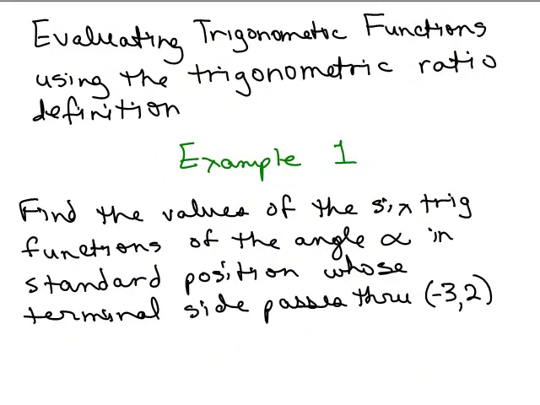This is our first example, evaluating the 6 trigonometric functions using the trigonometric ratio definition. So here's our problem. Find the values of the 6 trig functions of the angle alpha in standard position. So we've got an angle in standard position whose terminal side passes through -3, 2. Let's go back and look at the definition.